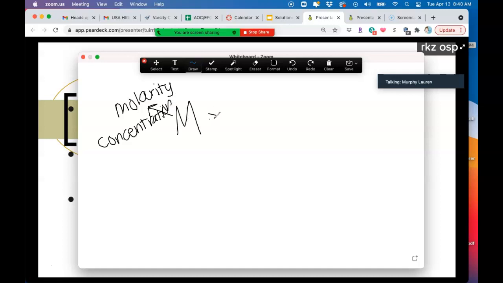And big M equals moles divided by volume in liters. Molarity equals moles per liter. And if you know any two out of the three, 1, 2, 3, you could solve for the third. You can rearrange this a bunch of different ways to solve for the third. Okay? So this is a very important equation in this chapter.